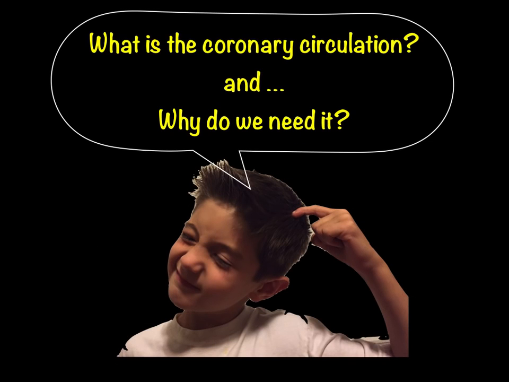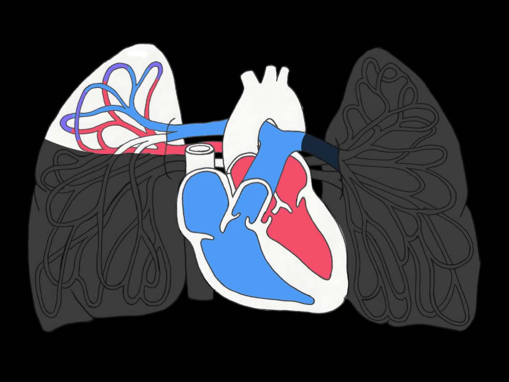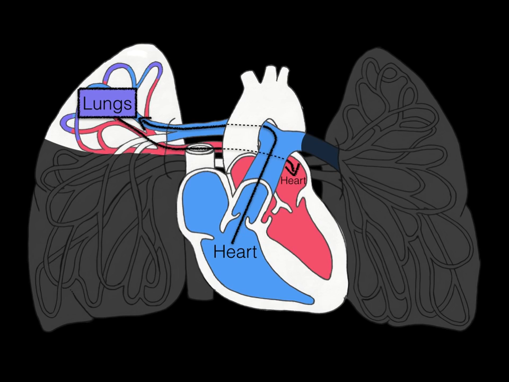Okay, so first question is what is the coronary circulation and why do we need it? So here we've got a schematic of the heart, and we see that blood from the heart that's deoxygenated is pumped to the lungs, and the lungs exchange the carbon dioxide with oxygen and send oxygenated blood back to the left side of the heart. So blood goes from heart to lungs to heart. That's the pulmonary circuit, known as the pulmonary circulation.